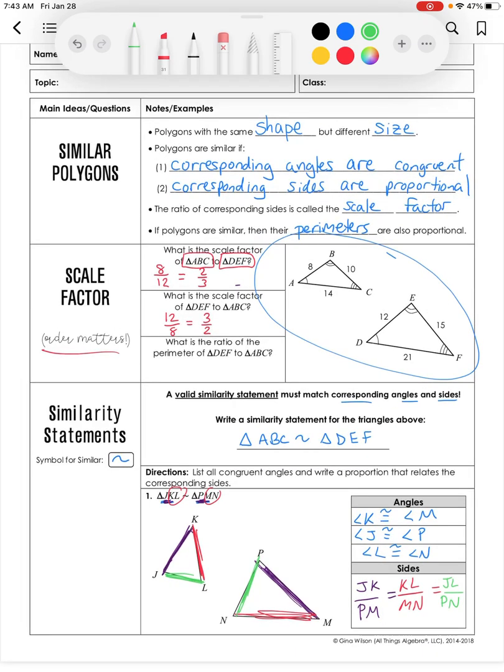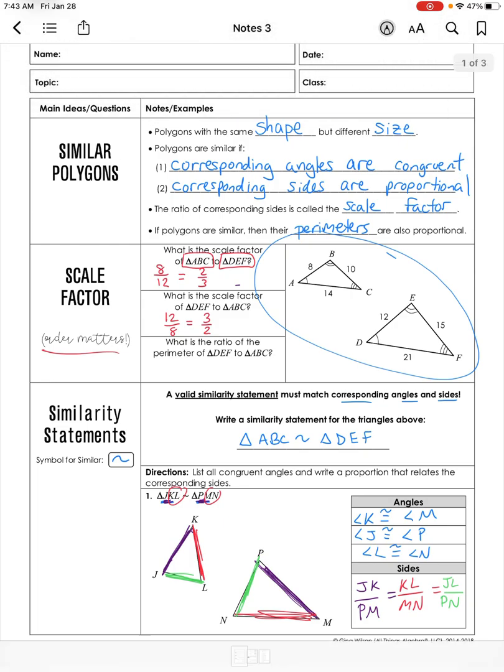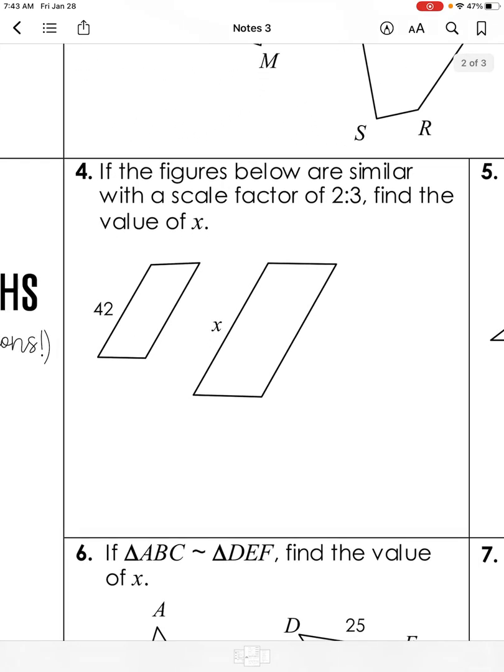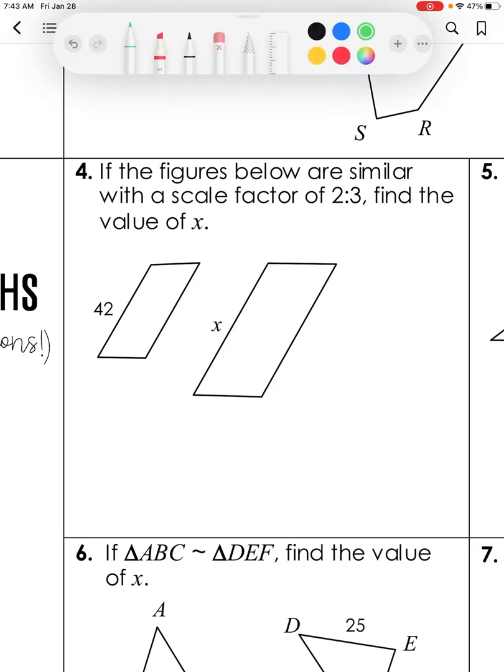Okay, moving on to the next page. We're going to skip over this. This is very similar to an example that we just did. And now we are going to find side lengths with proportions. Looking at number 4. If the figures below are similar, with the scale factor of 2 to 3, find the value of x.